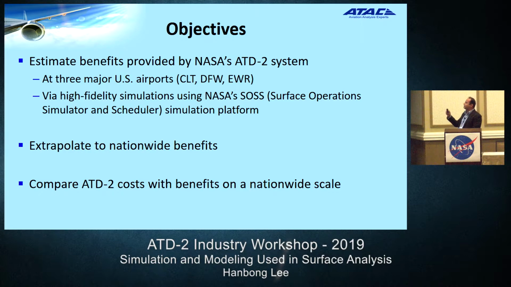Basically what we were asked to do is estimate the benefits of the ATD-2 system. We were told to do high fidelity simulations at 3 major airports, so we focused on Charlotte, DFW, and Newark for this study. We were asked to use NASA's SOS simulator, which Hanbong talked about. We were also going to extrapolate the benefits computed from these 3 simulations to nationwide results, basically extrapolating them to the FAA Core 30 airports. And then we were asked to compare the ATD-2 costs with the benefits.